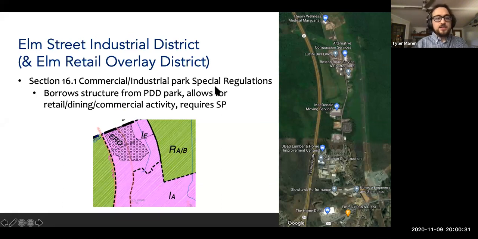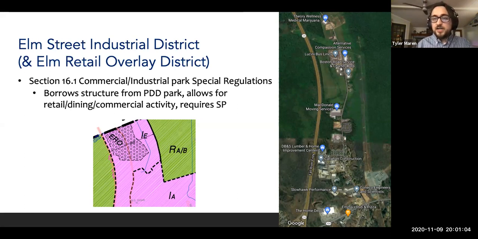Yeah, so the Elm Street Industrial District is a pretty large district to the west of town. It's also the newest industrial district. Going back to the bylaw, the Bridgewater bylaw is very helpful in that for most of these districts beyond the defaults, they have actual statements of purpose and intent. I think that's something a lot of towns are missing, and it's helpful in doing an analysis like this. So that's definitely a strength of the bylaw.